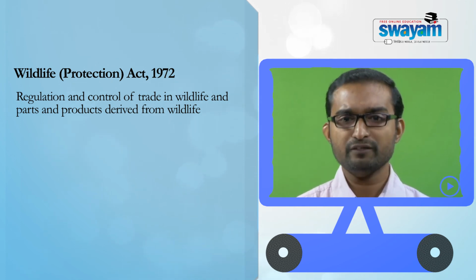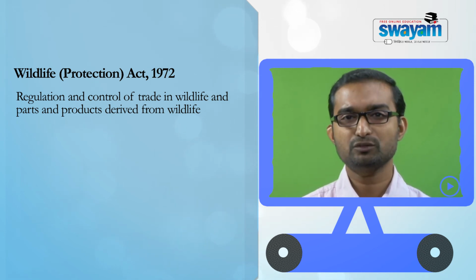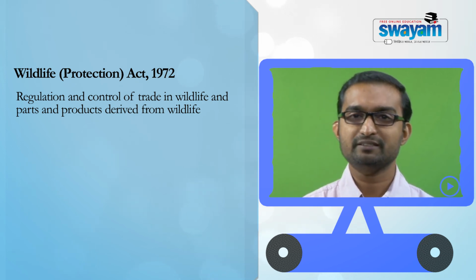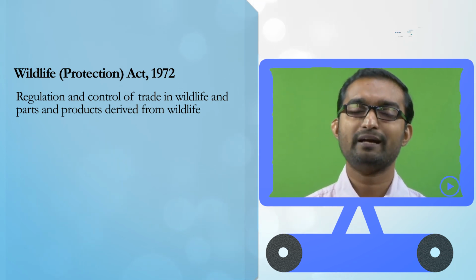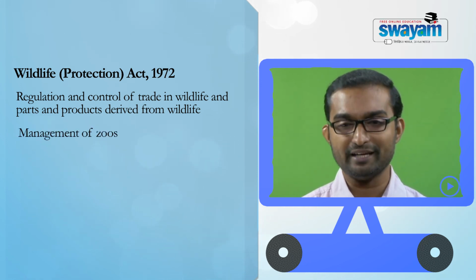And the fifth major legal measure is again related to the protection of wildlife, but mainly aiming to protect wildlife in captivity. This is mainly by establishing and managing zoos.